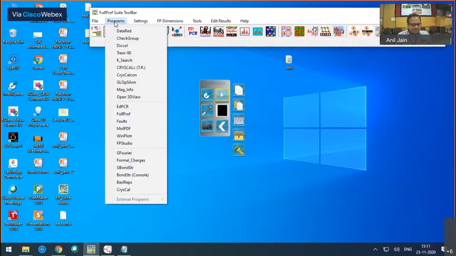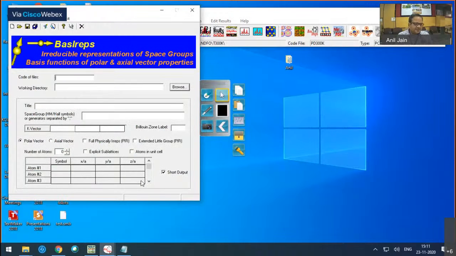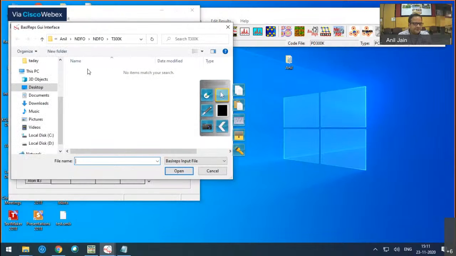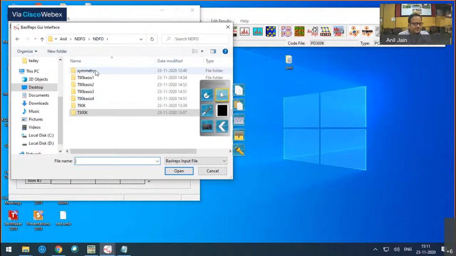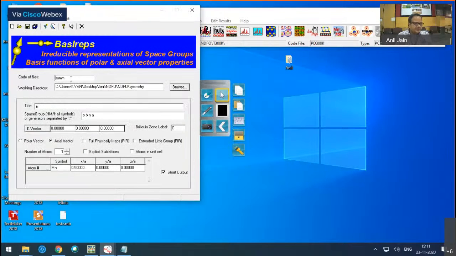So I go to the program which is BasIreps. And here let me open a file. I will explain to you. So now here, this is the code, this is the working directory, this is some title which you want to keep. This is the space group of your nuclear phase, means your phase where you have done the refinement without including any magnetic phase, means paramagnetic phase.